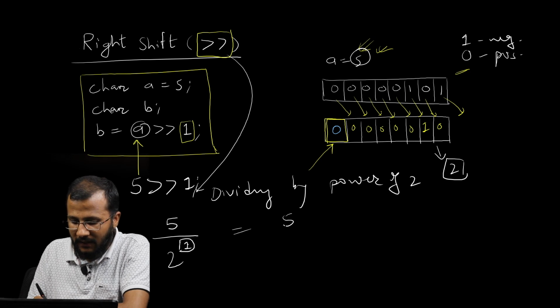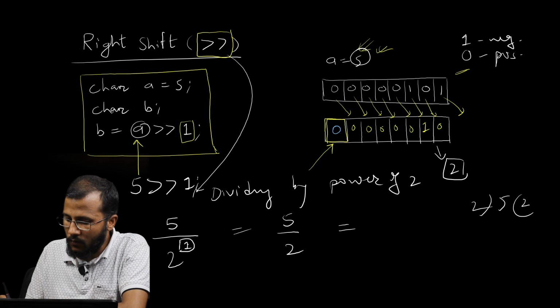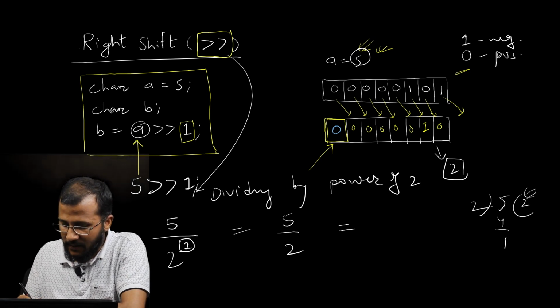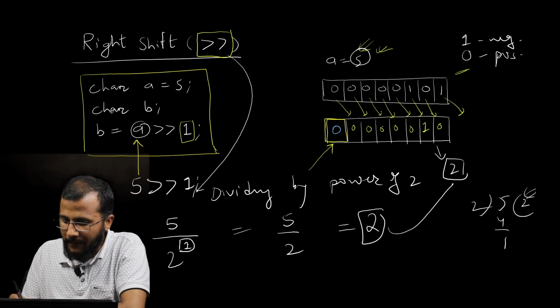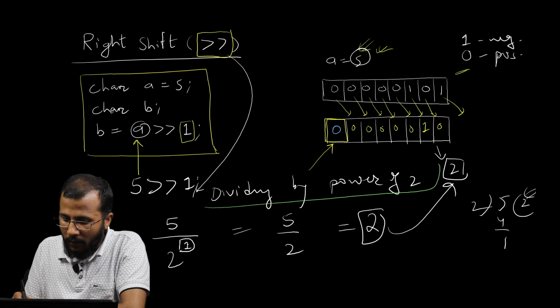So this is as good as writing 5 divided by 2. And if you divide 5 by 2, 2 times 2 is 4 and the remainder is 1. So the quotient is 2 because this is integer division. So 2 is the quotient, which is my answer. So right shift is as good as dividing the number by a power of 2.